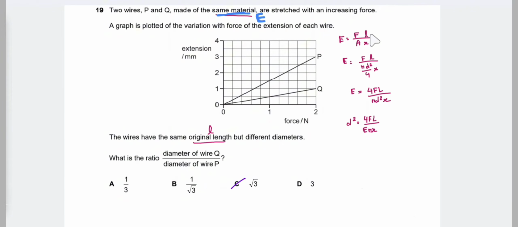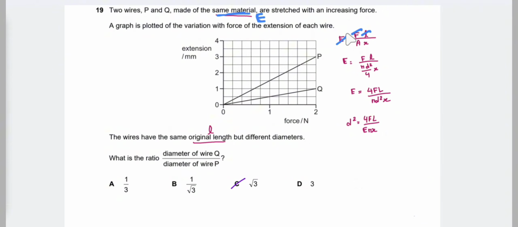They have the same Young modulus and they have the same original length. Now we know that Young modulus is equal to force per unit area divided by extension over original length. Here it is given that the wires are made of the same material, so they have the same Young modulus. Then we can see that for both the wires P and Q, the total force is 2 Newton. So the force is also same. Then the original length is also same, that is L.